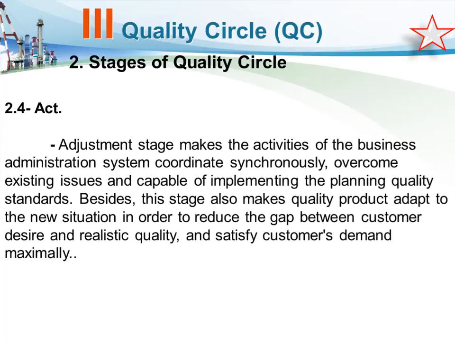The final stage, act. The adjustment stage makes the activity of the business administration system coordinate synchronously, overcome existing issues, and become capable of implementing the planned quality standard. Besides, this stage also makes quality products adapt to the new situation in order to reduce the gap between customer design and realistic quality and satisfy customer demand maximally.